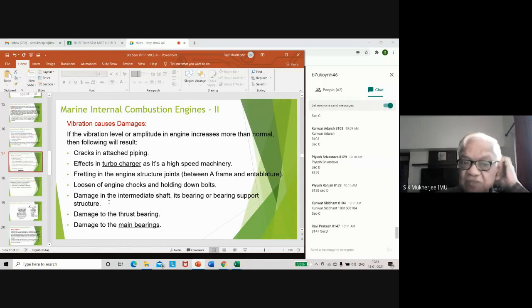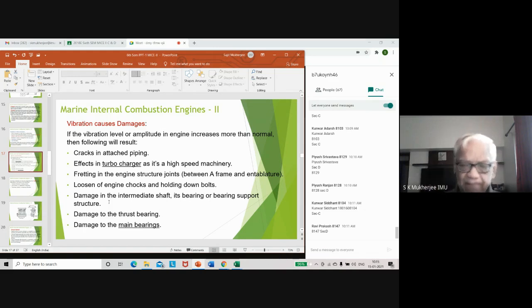Next is damage to thrust bearing. How does thrust bearing get damaged? This is on account of axial vibration of the intermediate shaft and tail end shaft. You see, the propeller is mounted on the tail end shaft. And when the propeller turns in the water, there is no uniform thrust on the propeller. There is some amount of pulsation.